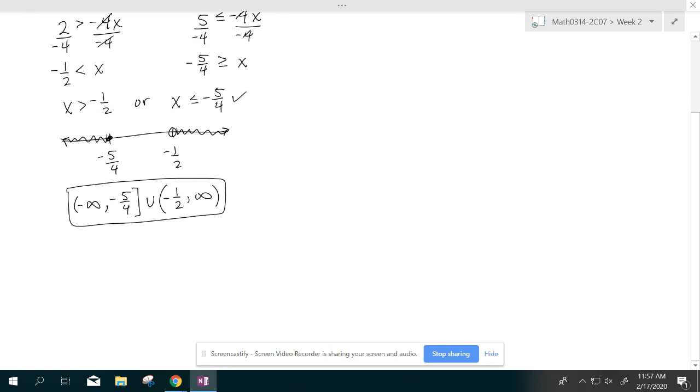So what do we have there? We got the solution, the graph, and the interval notation. Okay? And let's play the what if game. Y'all like the what if game? Okay, let's play the what if game. What if I would have arrived at this solution, but the word in the middle was and?